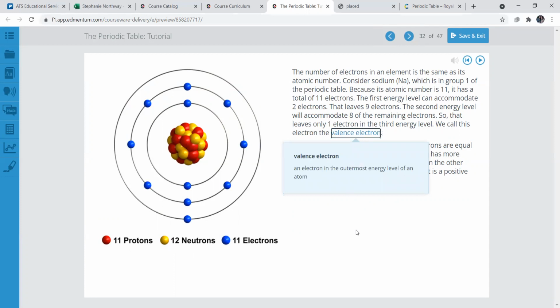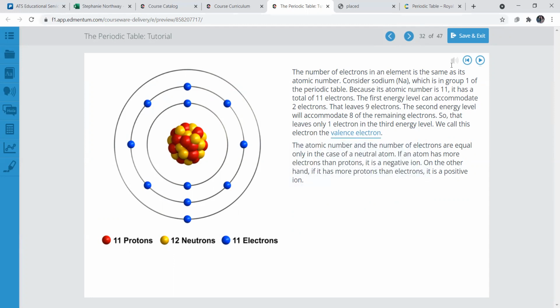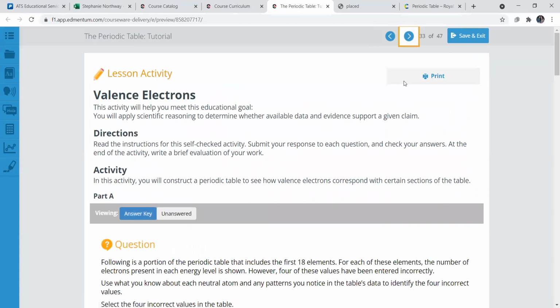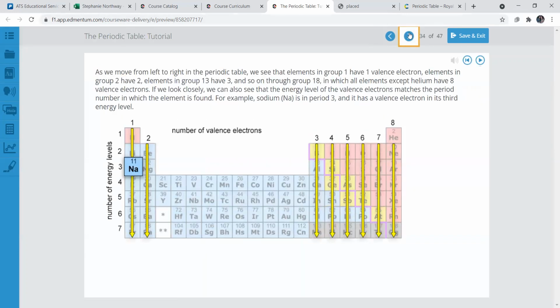Valence electrons: an electron in the outermost energy level of the atom. That's that last shell. So in this instance, there's only 1. Valence electrons will let you answer this question. Okay. So showing the number of energy levels as we go down, and as you can see, it looks like there is an increase. So hydrogen only has the 1. It would be 1 energy level.